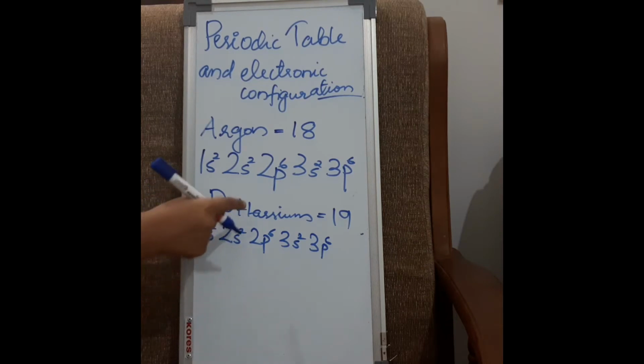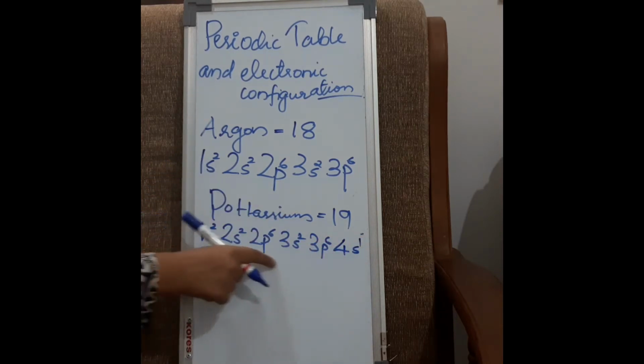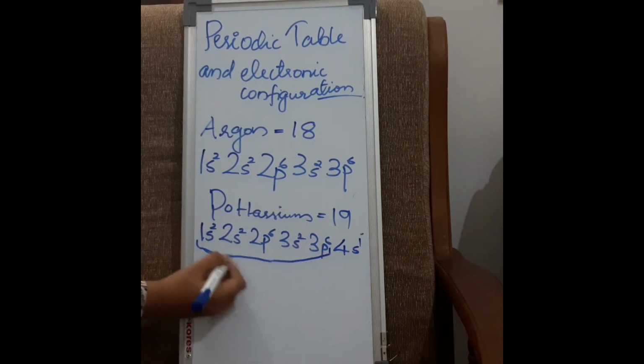When we write the electronic configuration of potassium, 4s1 will be also there. So this is the electronic configuration of potassium. Till this one, it is the electronic configuration of argon.